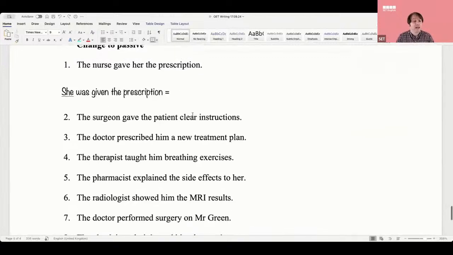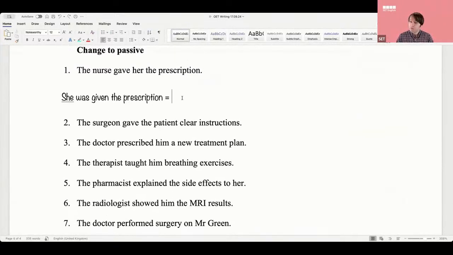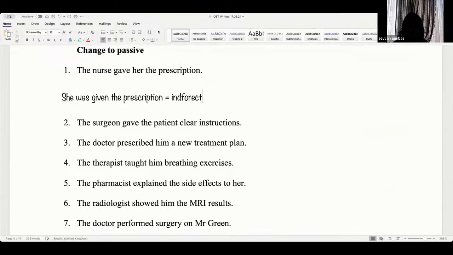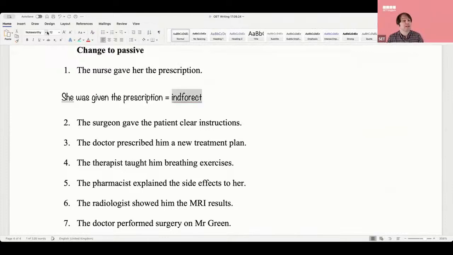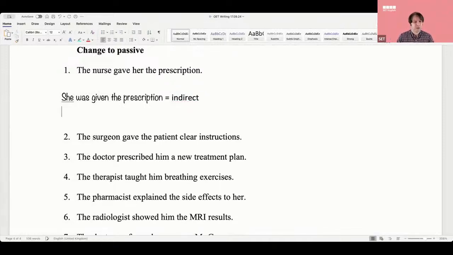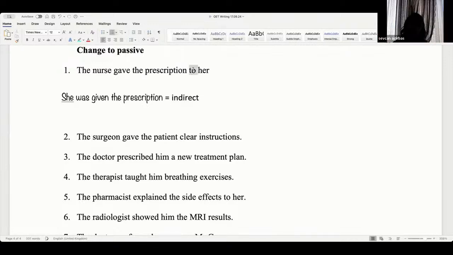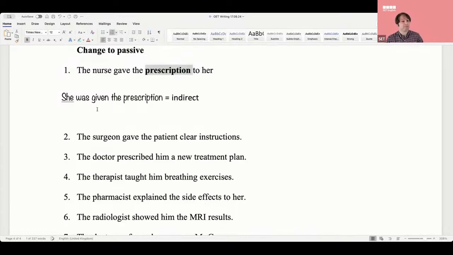Now, can I start with the direct object? Yes. A prescription. So, Kenny, can you make a sentence? Start with the direct object, please. The direct object is prescription. The reason is, look, the nurse gave the prescription to her, right? We changed the preposition. Remember, we changed them round. So start with the direct object, please, Kenny.